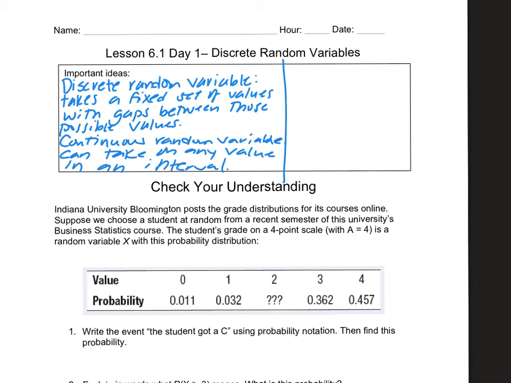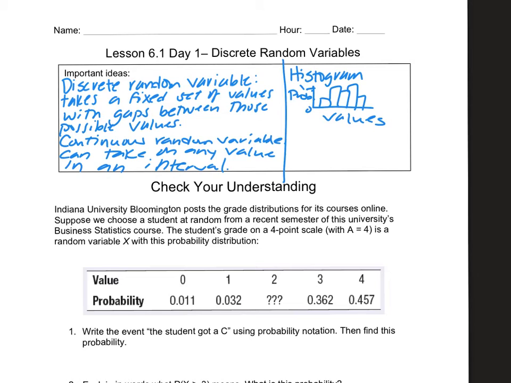Then the other thing we did was we looked at the histogram that displayed this discrete random variable. We had the values of your variable down here, and then the probabilities up on the side. The probabilities, of course, should range from 0 to 1, as always. And then you would have your little bars that represent the probability of each of those values.